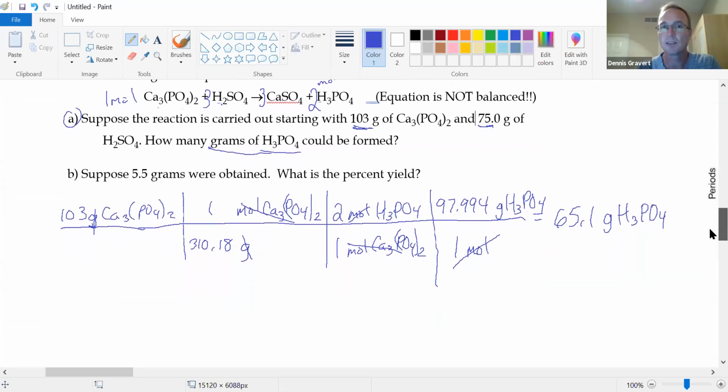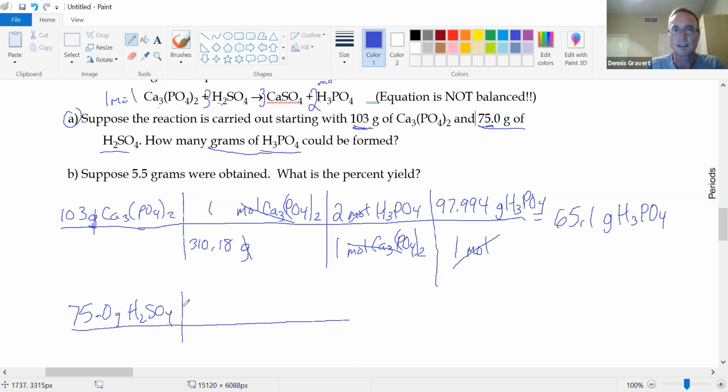Okay, so if we run out of calcium phosphate first, we can make 65.1 grams of the product. If all 103 grams react, 65.1 grams is the answer. Then you have to start all over with the 75.0 grams of H2SO4. We're going to do a very similar calculation, trying to figure out how many grams of H3PO4 we are going to make.